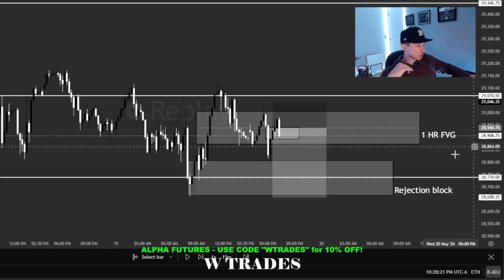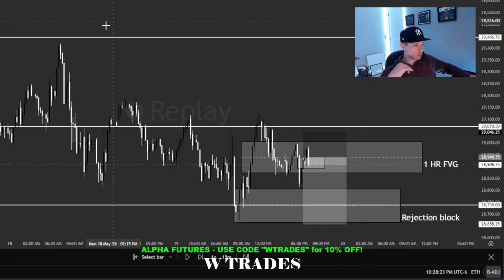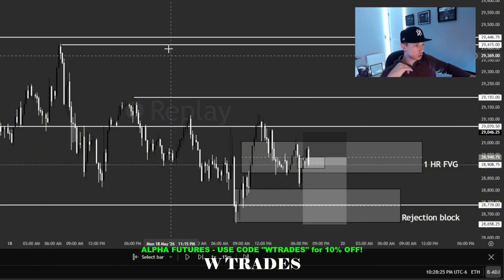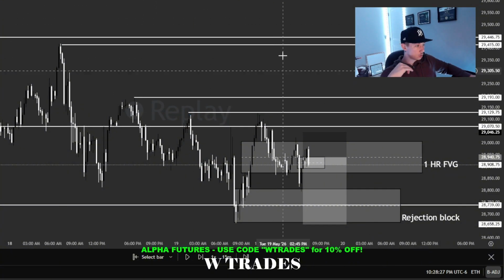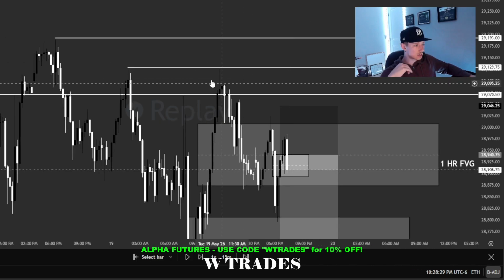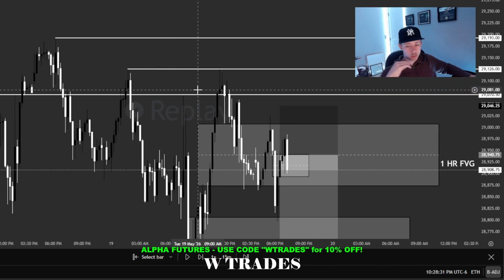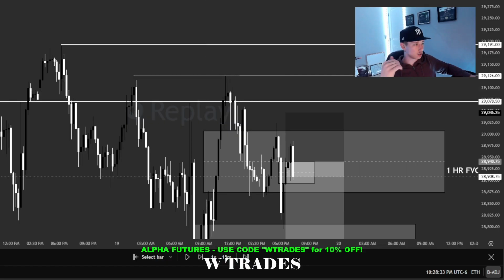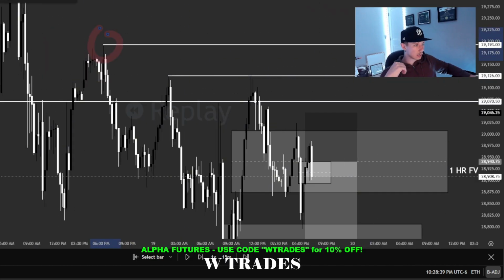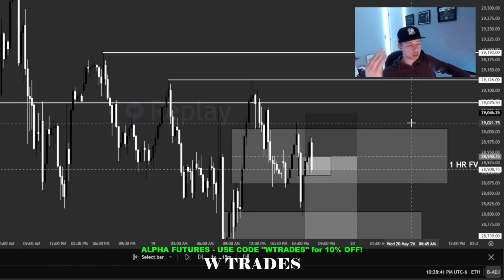So now we're targeting the draws on liquidity that we've made. So boom, draw on liquidity, boom, draw on liquidity, and boom, equal highs. Equal highs is a huge draw on liquidity as well, because that price is resisting off here. So here we have equal highs at these areas, and then we have swing highs that are draws on liquidity for orders getting filled.